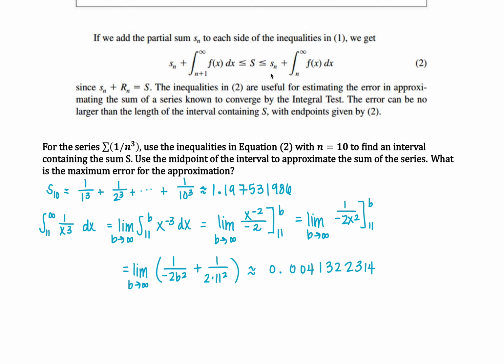For the right-hand side here, we're still going to use s sub 10, but this time we're going to look at the integral from 10 to infinity instead of 11 to infinity. And I am going to skip a couple steps because it works out much the same way. The only difference is that we have a 10 instead of an 11. So it's going to end up being 1 over 2 times 10 squared, which is just 0.005.